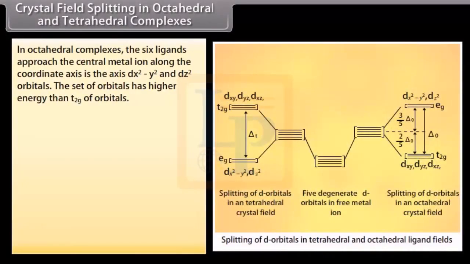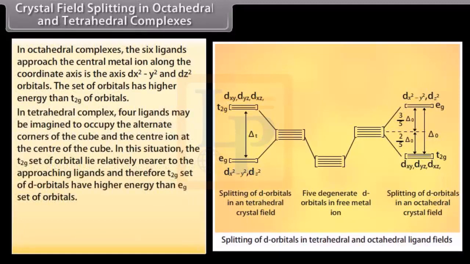Crystal field splitting in octahedral and tetrahedral complexes. In octahedral complexes, the 6 ligands approach the central metal ion along the coordinate axis, which is the axis of dx2-y2 and dz2 orbitals. The set of eg orbitals has higher energy than the t2g orbitals.